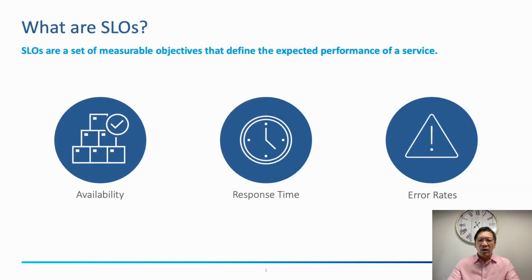Let's start with what SLOs are. Service level objectives are a set of measurable objectives that define the expected performance of a service. In other words, they are the goals that service providers aim to meet or exceed. These goals are usually defined in terms of availability, response time, and error rates. SLOs can be used to measure the performance of any service, including Network Edge Fabric.